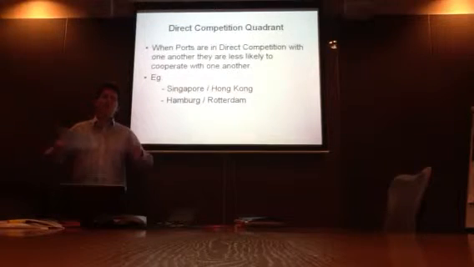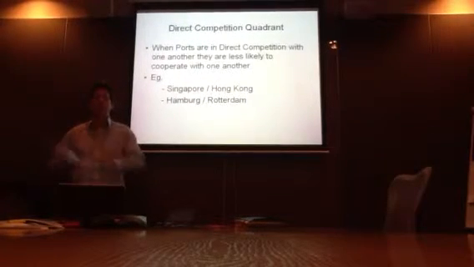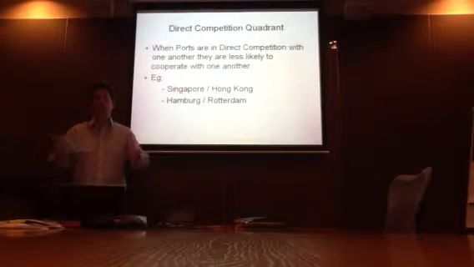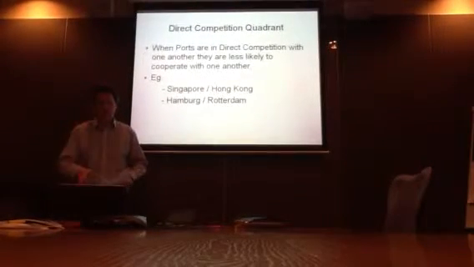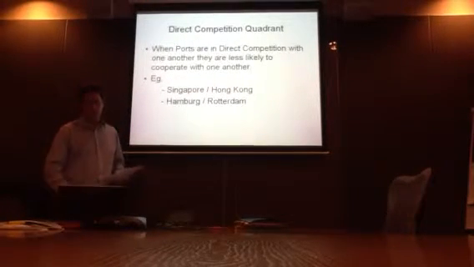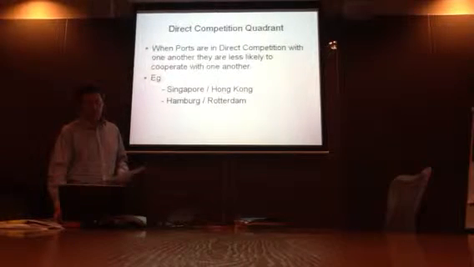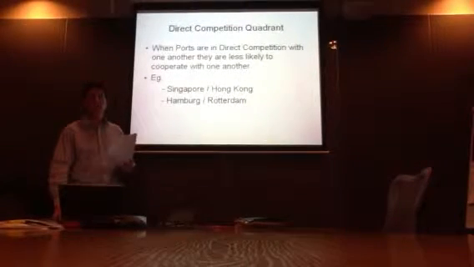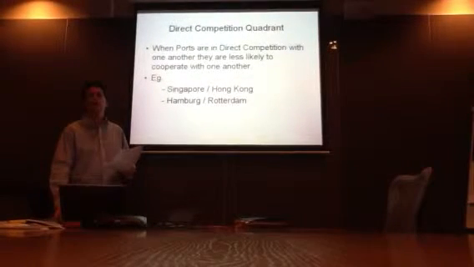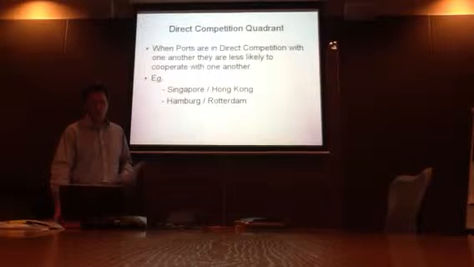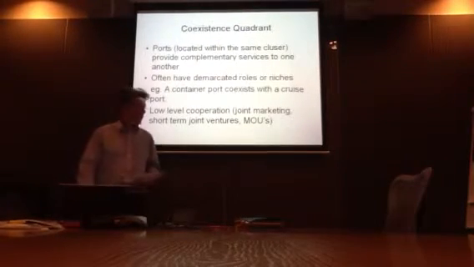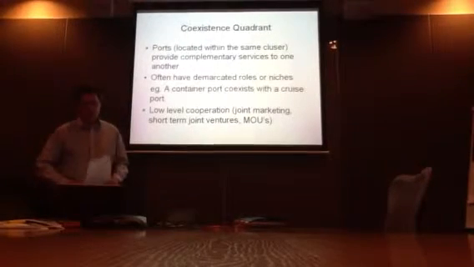Usually it might be for the same type of container transport to the same hinterland or in the same foreland as well, because they're usually quite geographically closely located. And examples of these could be Singapore and Hong Kong in Southeast Asia, and Hamburg and Rotterdam in Europe, where they are geographically close. They compete directly for the same markets, and hence they generally don't cooperate when looking at this competitive quadrant. The one below that, the box below that, is the coexistence quadrant.